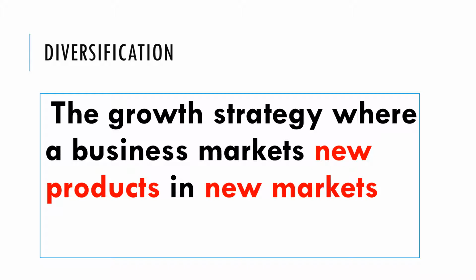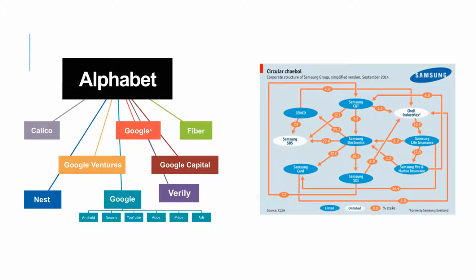The final strategy is diversification. This is where the business tries to grow by selling new products they've developed in new markets that they haven't been in before. So for example, Alphabet, the company that own Google on the left hand side here, they have a number of different products that they've developed. Glasses and the search engine, and Google Capital and Fiber, and lots of different products that they have developed, and they sell these in a range of different markets.